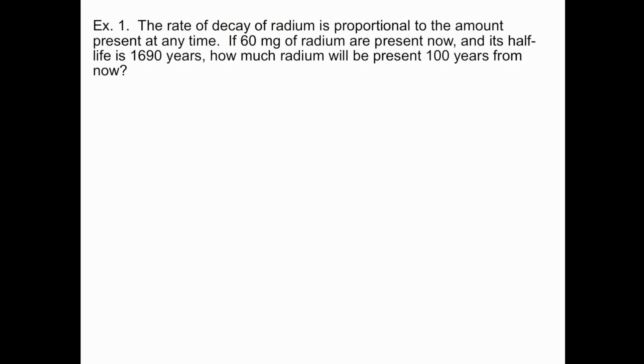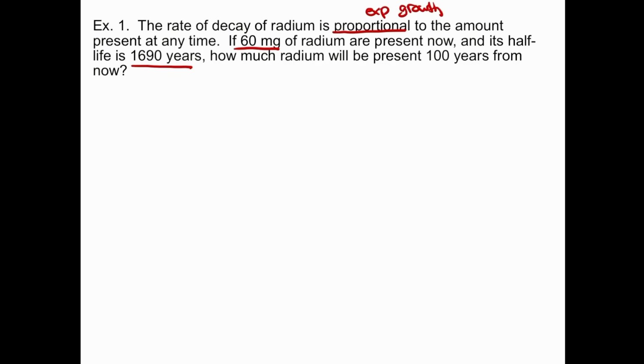So here's a chemistry example. The rate of decay of radium is proportional, which means exponential growth. So anytime you see the word proportional, we have exponential growth. Okay, so the rate of decay of radium is proportional to the amount present at any given time. If we have 60 milligrams of radium present right now, and its half-life is 1,690 years, how much radium is going to be present 100 years from now?